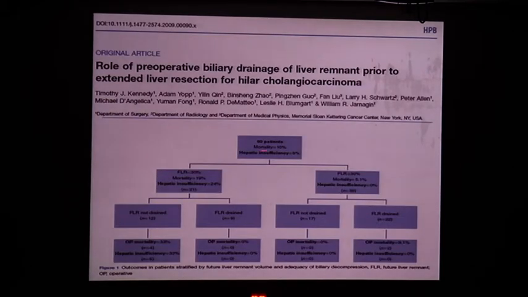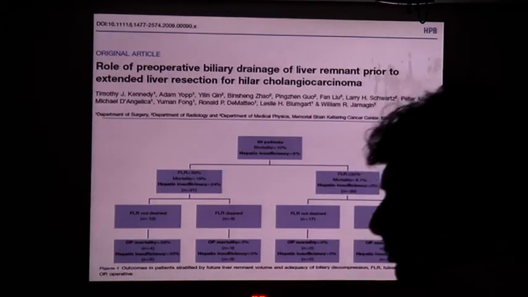This study from Memorial Sloan Kettering showed that if you have a future liver remnant of less than 30%, then if you drain the future liver remnant, the operative mortality and hepatic insufficiency is low. If you don't drain, hepatic insufficiency is 33% and high mortality. If it is more than 30%, then there is no difference in outcome whether you drain or do not drain.